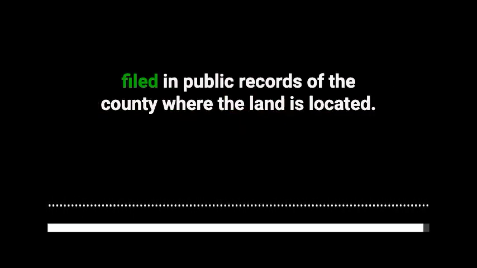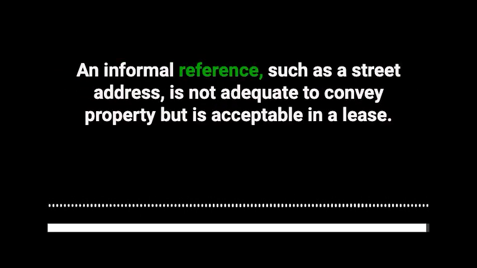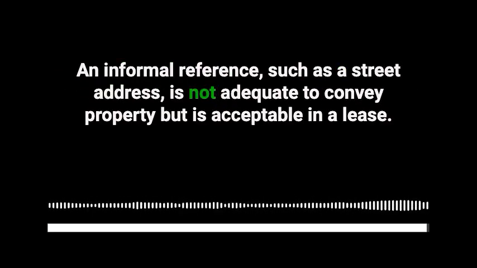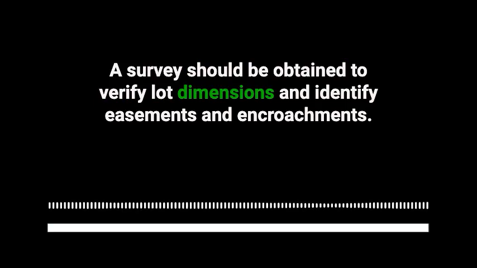The reference to a recorded plat is approved by the governing body and filed in public records of the county where the land is located. The reference to a recorded deed is identical property referenced in an earlier deed. An informal reference, such as a street address, is not adequate to convey property but is acceptable in a lease. A survey should be obtained to verify lot dimensions and identify easements and encroachments.